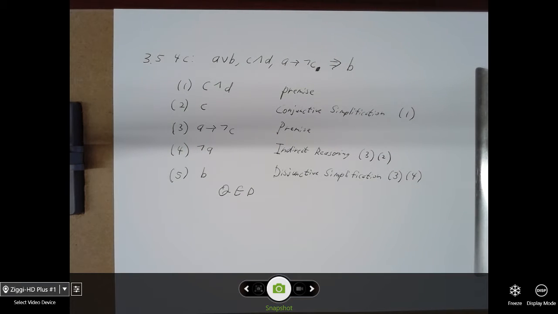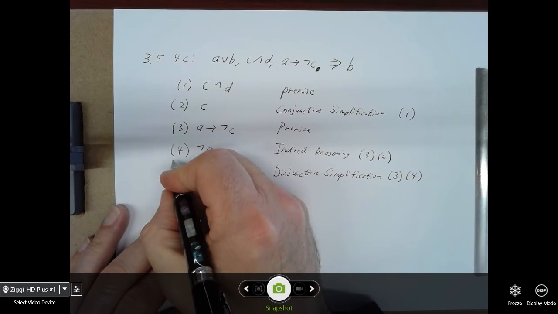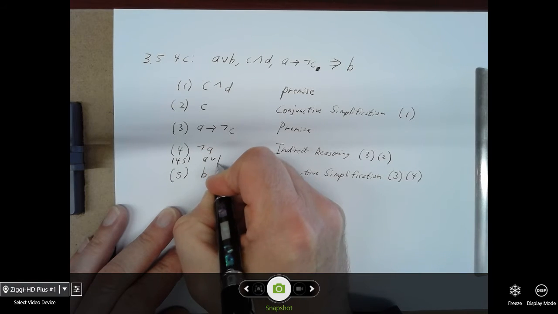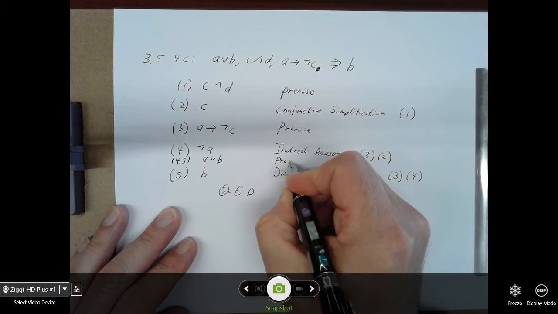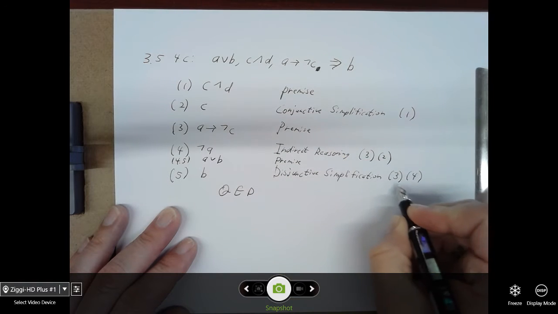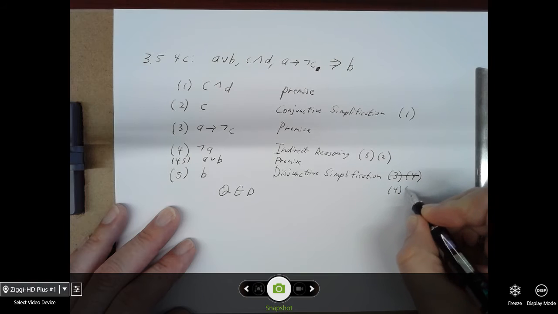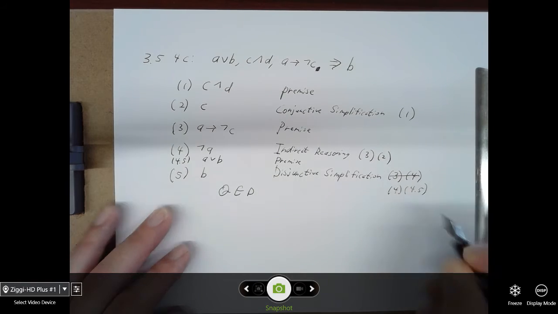But you didn't put down A or B. Oh, did I miss A or B? Not A, oh yeah. All right, 4.5, A or B. That's a premise. And we do our simplification on 4 and 4.5. Thanks.